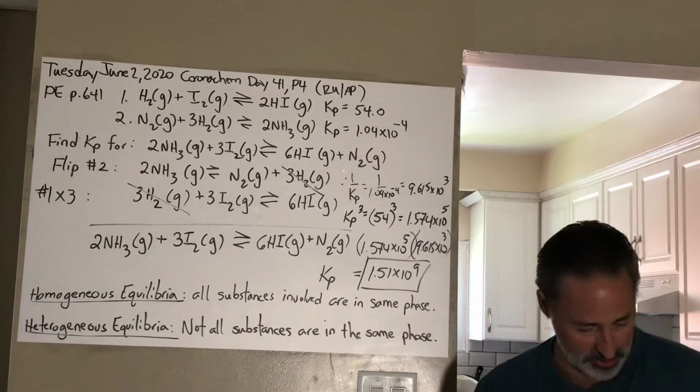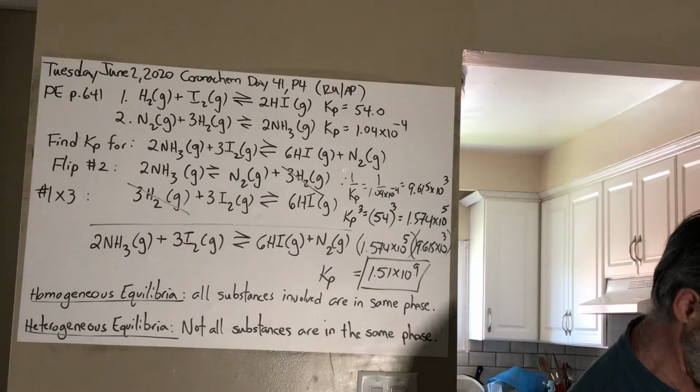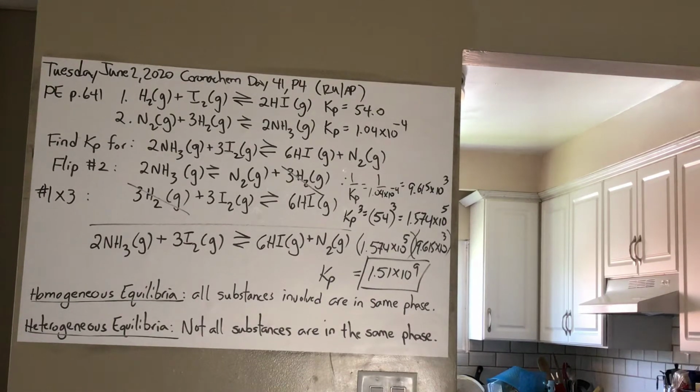This is your homework from yesterday. You were asked to do the practice example from page 641. It says, given that at 700 Kelvin, Kp equals 54 for the reaction of hydrogen gas plus iodine gas to give you 2 hydrogen iodide gas, and that Kp equals 1.04 times 10 to the minus 4 for the reaction of nitrogen gas plus 3 hydrogen gas to give 2 ammonia gas. Determine the value of Kp for the reaction of 2 ammonia plus 3 iodine gas gives you 6 hydrogen iodide plus nitrogen gas at 700 Kelvin.